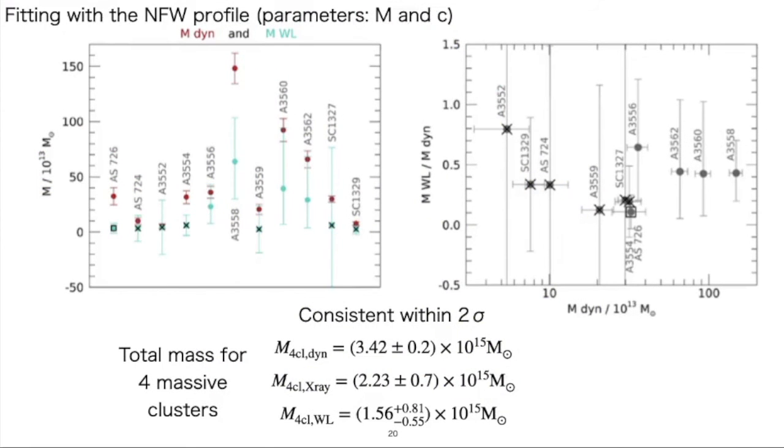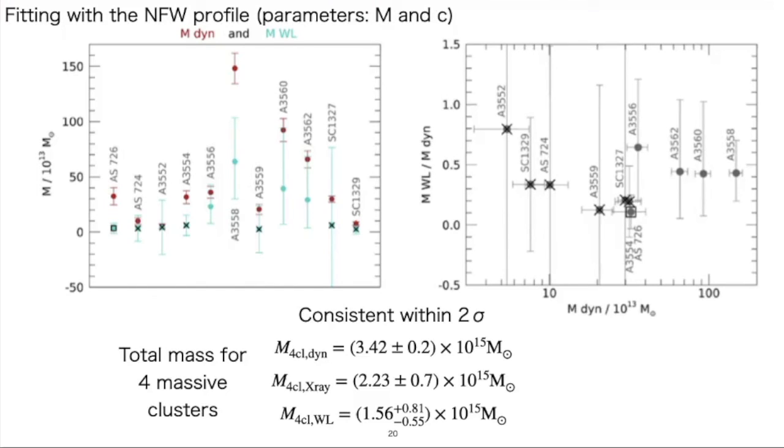Okay, so by fitting the clusters with the NFW profile, we can get the mass from the fitting. In the fitting, we just use 2 parameters, mass and concentration, and this one shows the result for the mass estimation. Blue one shows that, and this one is a comparison between the weak lensing mass and dynamical mass.